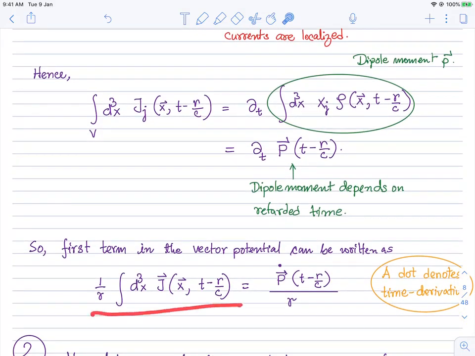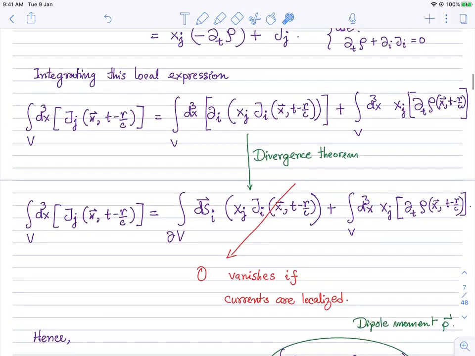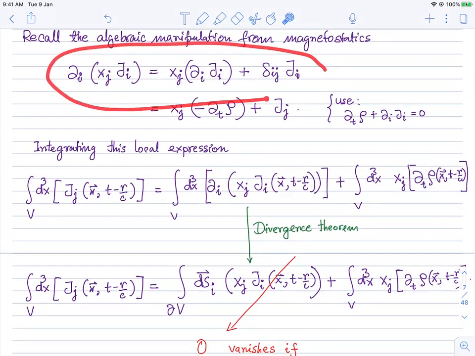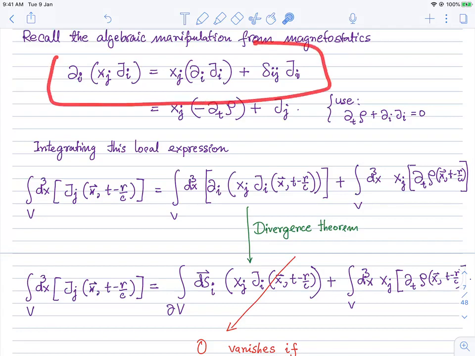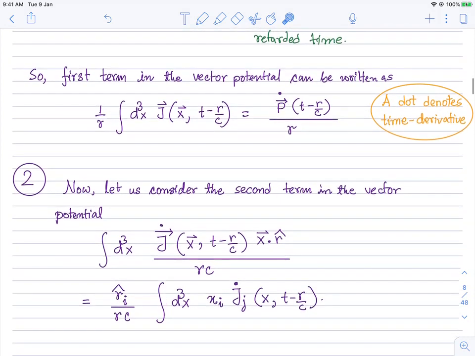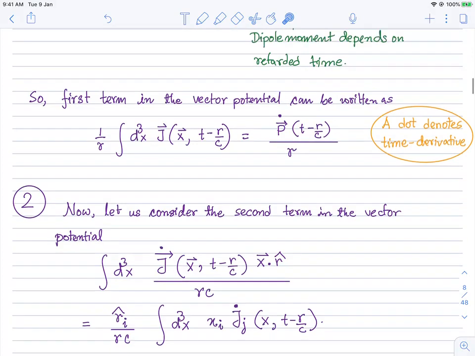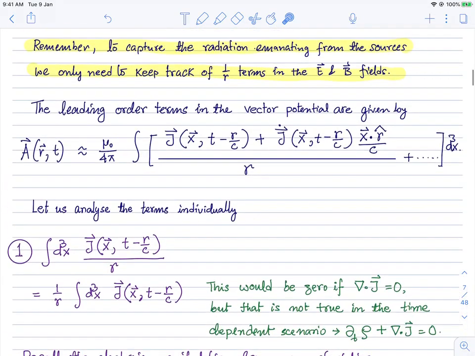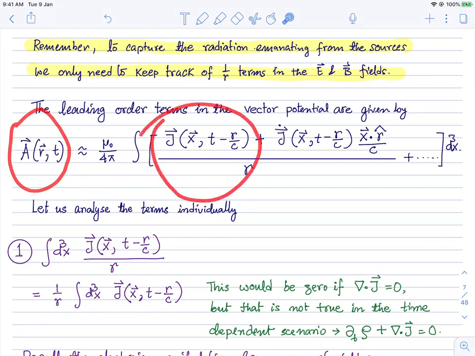So we can simply say 1 over r times the time derivative p dot, that is, p dot over r. It reduces to that just by using the similar identity that we have already used in magnetostatics and electrostatics. There I gave you a more detailed way to understand this, but I am just writing it more compactly here. So one term is done, and if we go back to the vector potential, this term is nothing but the time derivative of the dipole moment.